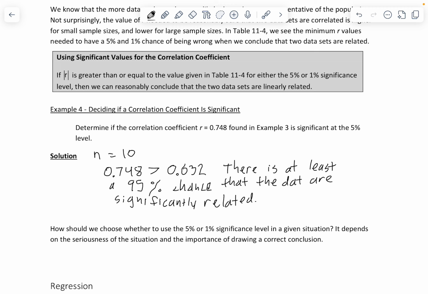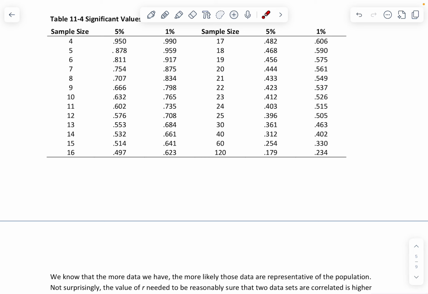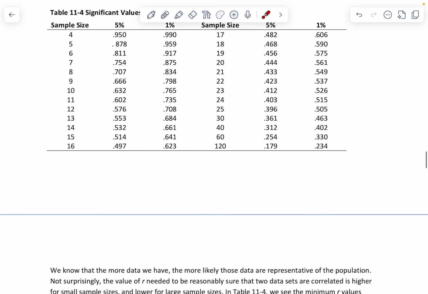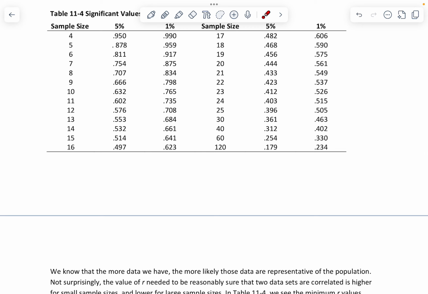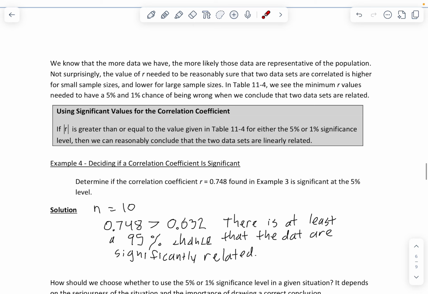However, we cannot conclude that there is a relationship between the data sets at the 1% significance level, because notice that if we go to N equals 10, here's the 1% significance level. You would need to have a correlation coefficient of at least 0.765 to conclude a definite relationship at the 1% level. Our correlation coefficient is a little bit smaller than that, right? 0.748 is less than 0.765, right? So we can be 95% sure that the data sets are linearly related, but we cannot be 99% sure, right?